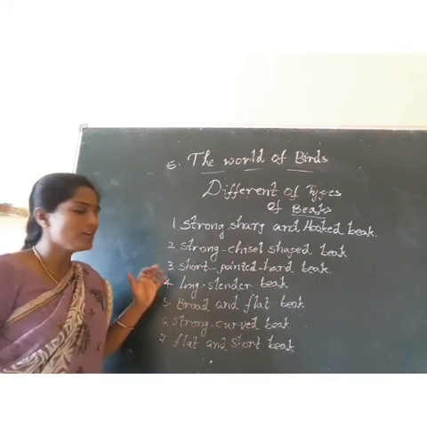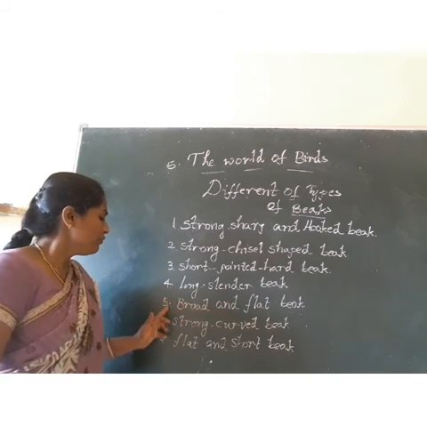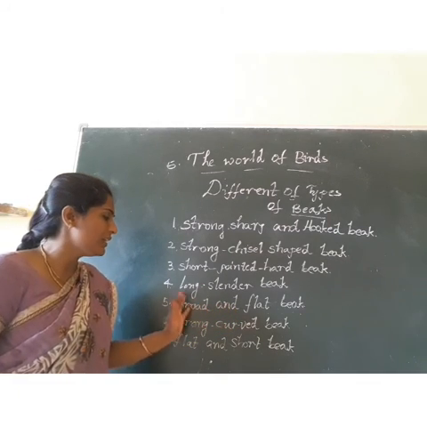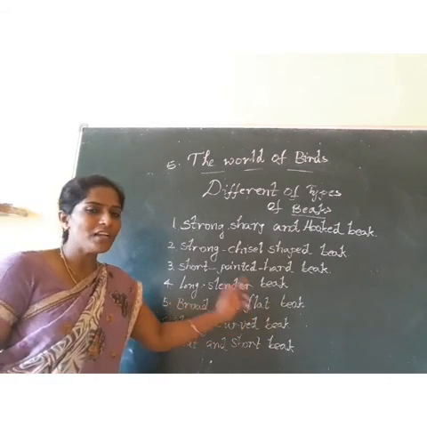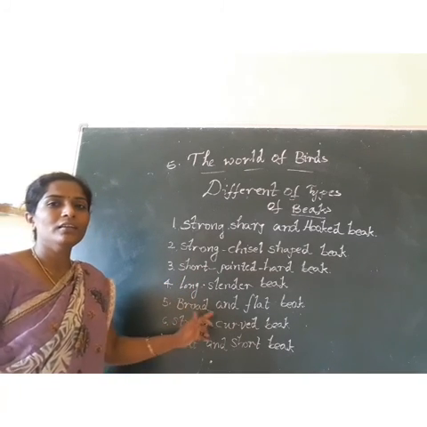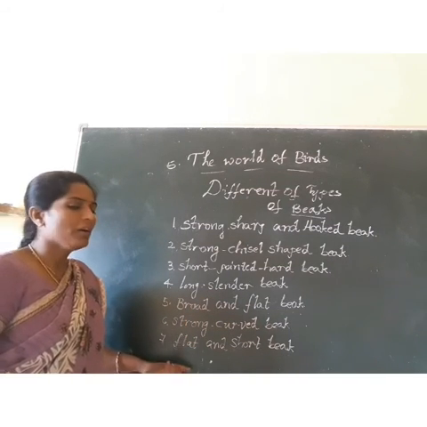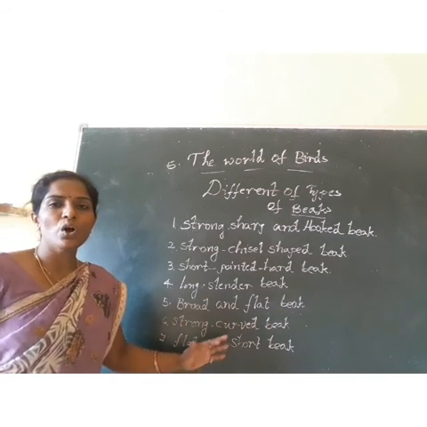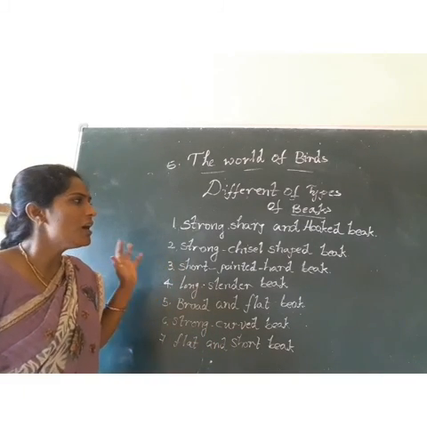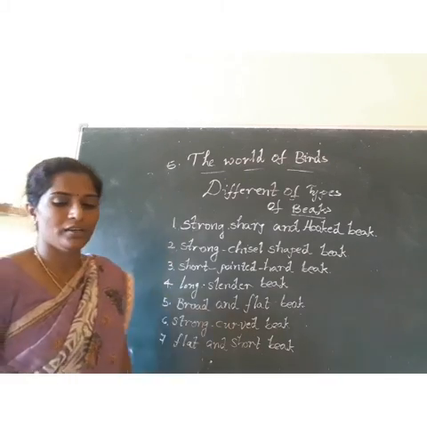And some of the birds contain long, slender beak. And the fifth one, broad and flat beak. Some of the birds contain broad and flat beak. And some of the birds contain strong and curved beak. And the seventh one, some of the birds contain flat and short beak. These are the 7 types of beaks present in birds. We have to discuss one by one.